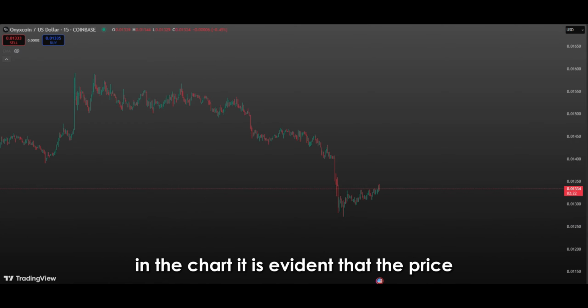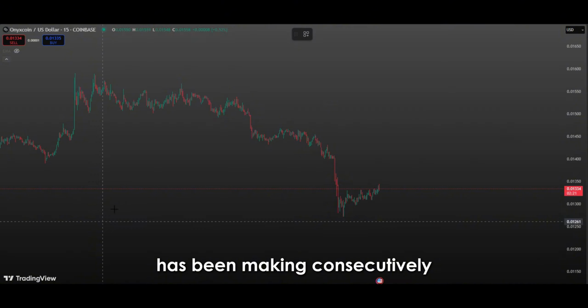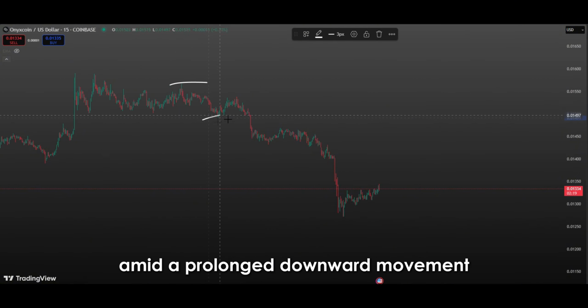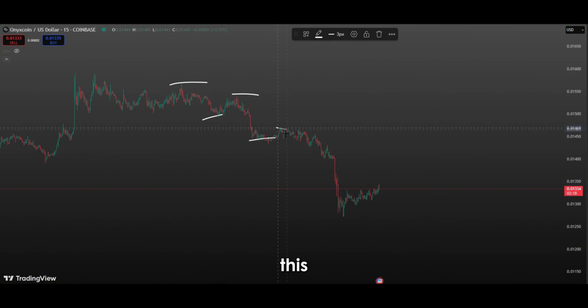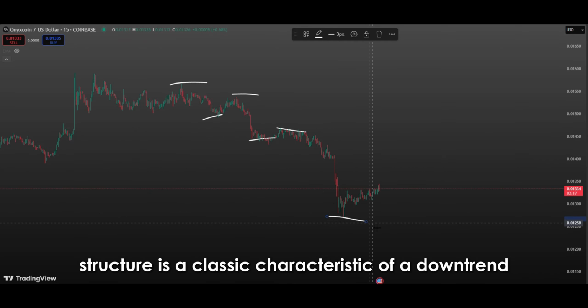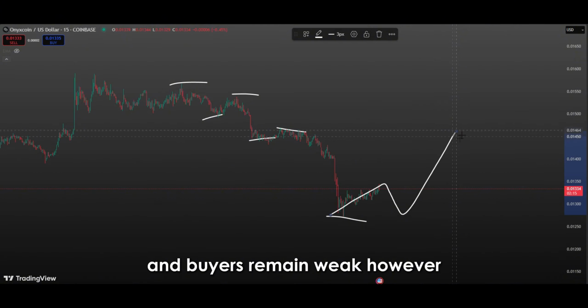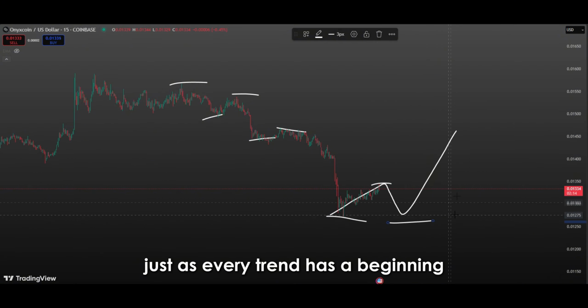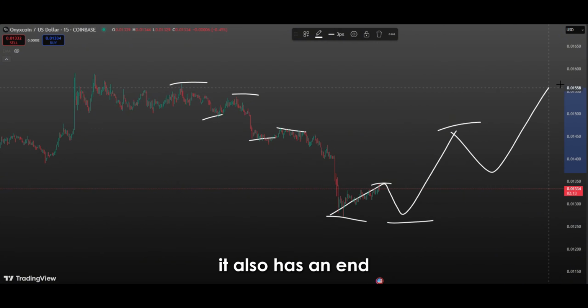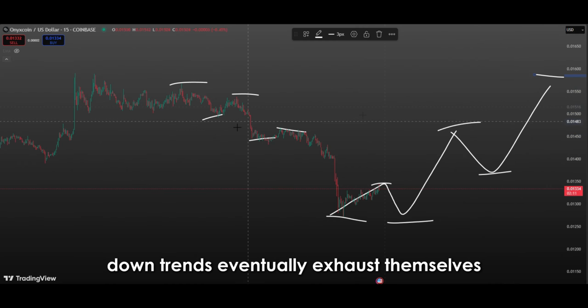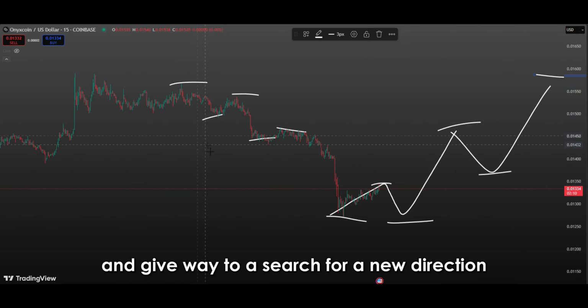In the chart, it is evident that the price has been making consecutively lower lows and lower highs amid a prolonged downward movement. This structure is a classic characteristic of a downtrend, reflecting a market environment where sellers dominate and buyers remain weak. However, just as every trend has a beginning, it also has an end. Downtrends eventually exhaust themselves and give way to a search for a new direction.